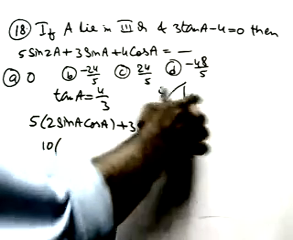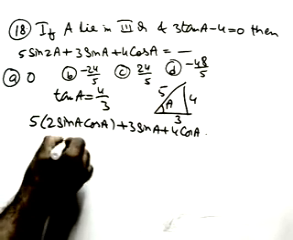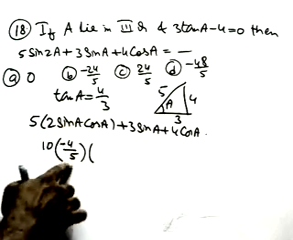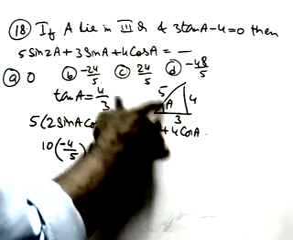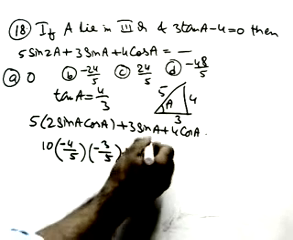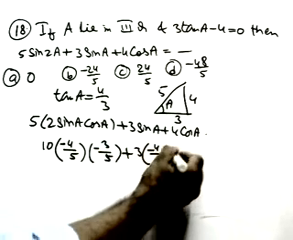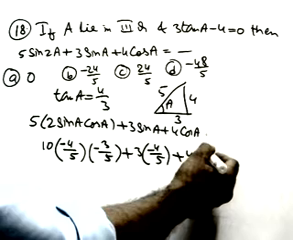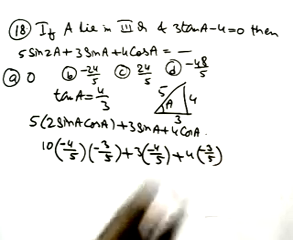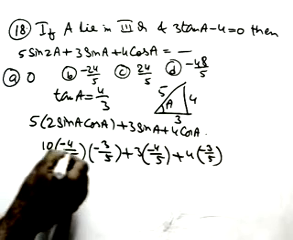Now let me solve this one. 5 2s are 10. Sine is opposite by hypotenuse. Third quadrant, sine is minus 4 by 5. Third quadrant, sine is minus. Cos is adjacent by hypotenuse. Again third quadrant, cos is minus. Plus 3 into sine, just now written, minus 4 by 5. Plus 4 into cos, this is just now written, minus 3 by 5.